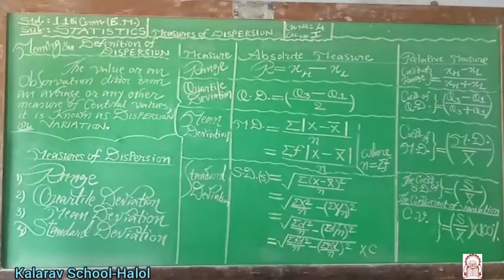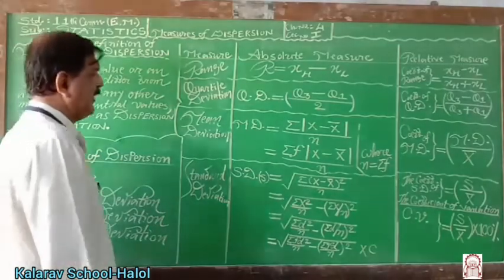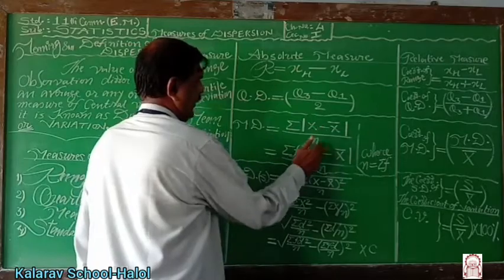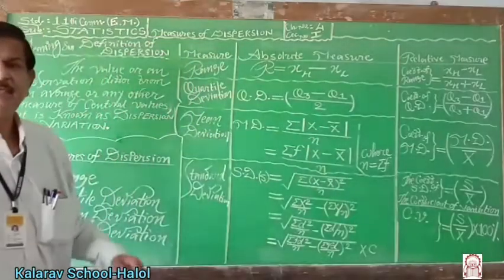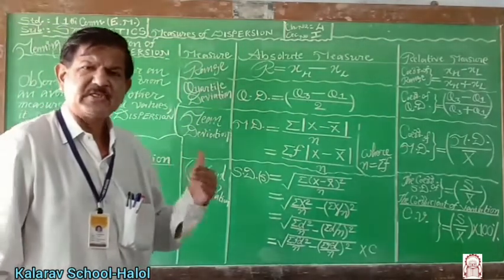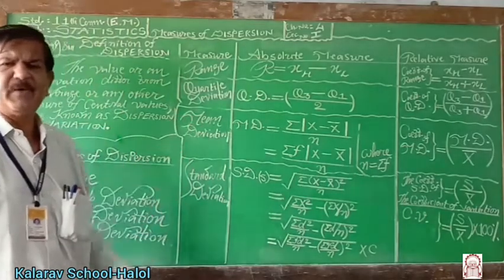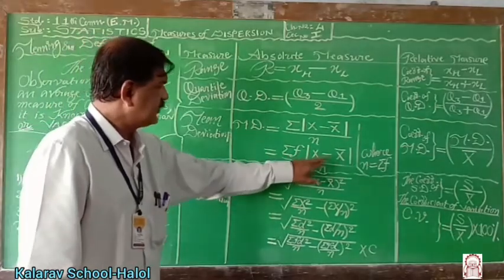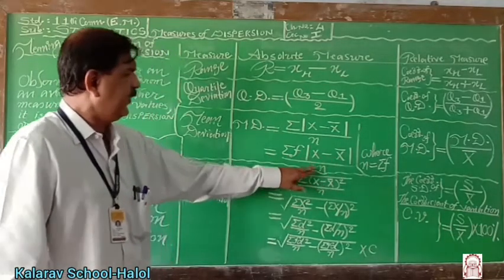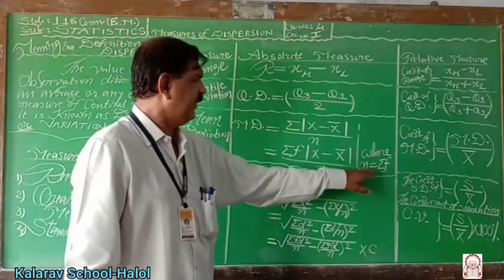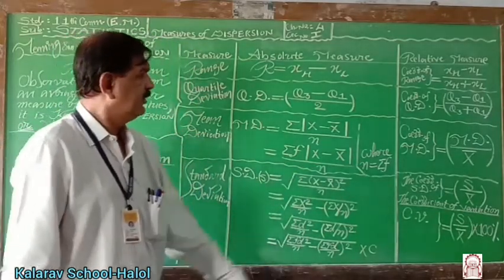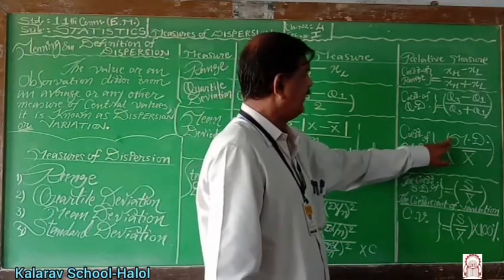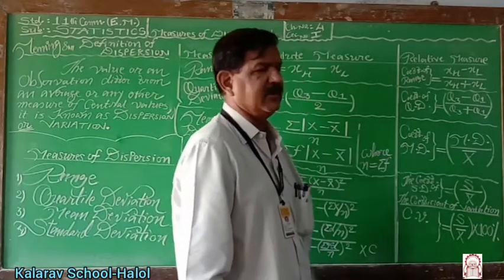MD means mean deviation. Mean deviation is given by sigma modulus, absolute sign, x minus x bar upon n, or for a frequency distribution, discrete or continuous, it is given by sigma f into absolute x minus x bar upon n. This n stands for the summation of all frequencies. And the coefficient of mean deviation is given by mean deviation upon x bar, that is the mean.